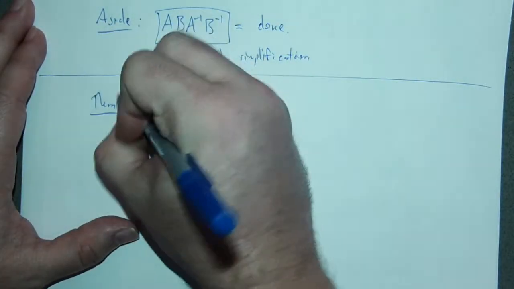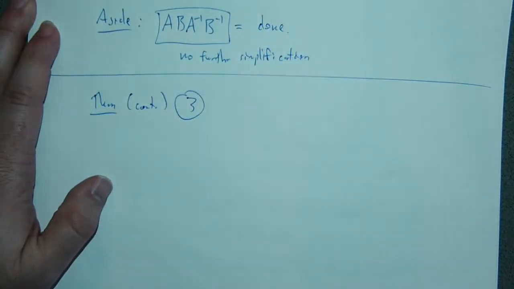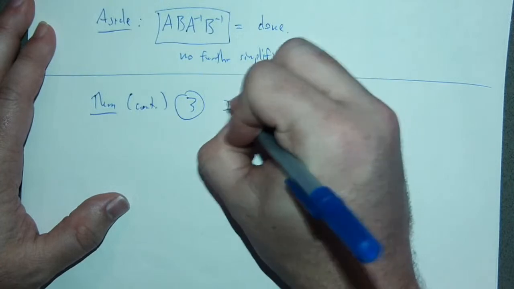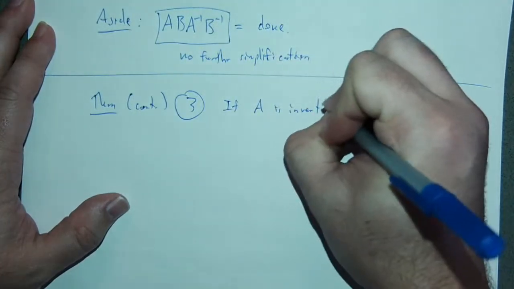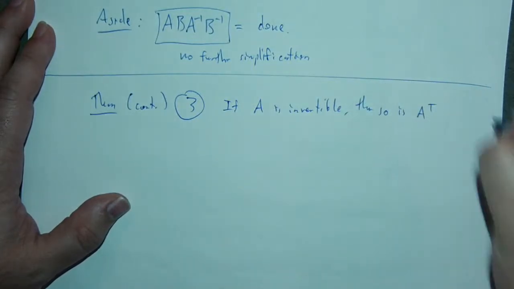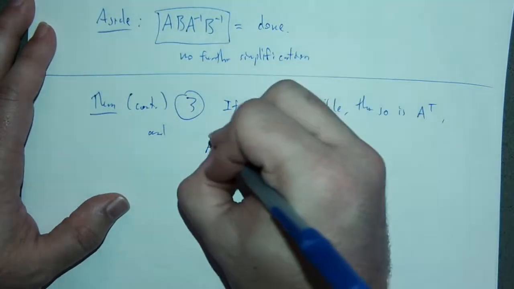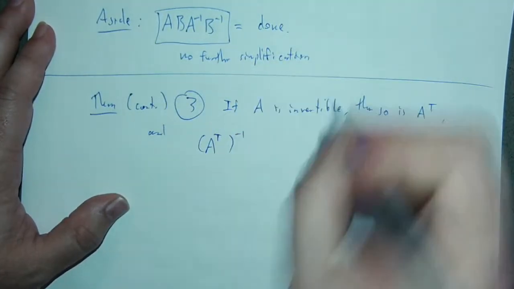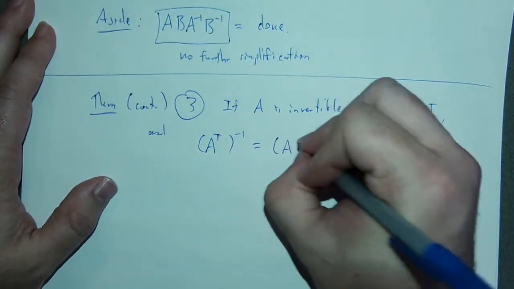Okay, now I was in the middle of stating a theorem, so that's just an aside. So the theorem continues with part 3, which says if A is invertible, then so is A transpose. And A transpose inverse, what do you think that is? It's A inverse transpose.